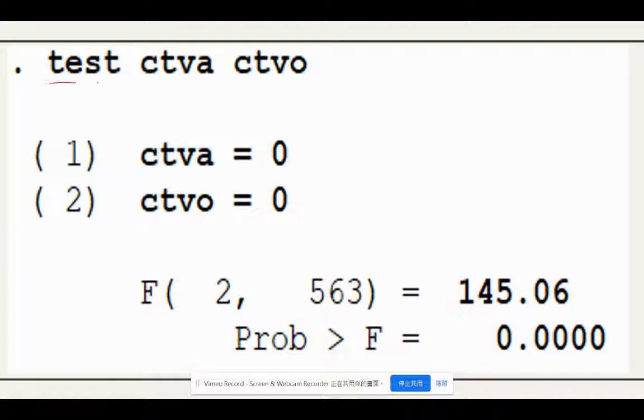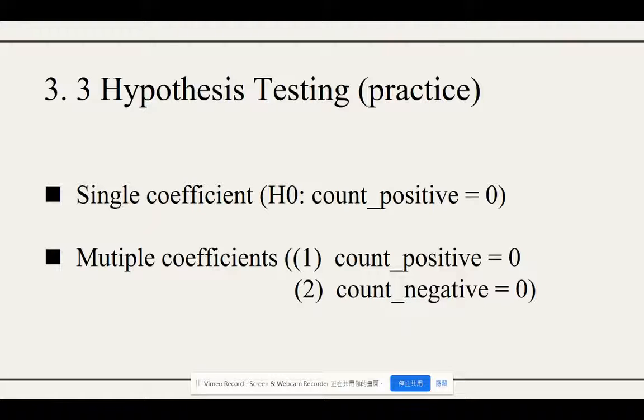You can also just type the test command with CTVA and CTVO directly in the command window, okay? You can also get the joint test. The degrees of freedom is 2, and the number of observations is 563. Also, they reject the null hypothesis that the effect is 0. Okay, this is 3.2 and 3.3.